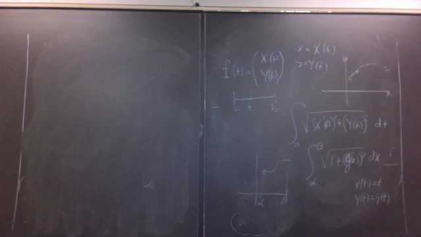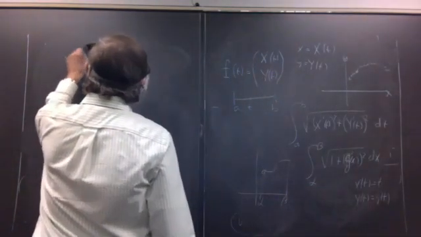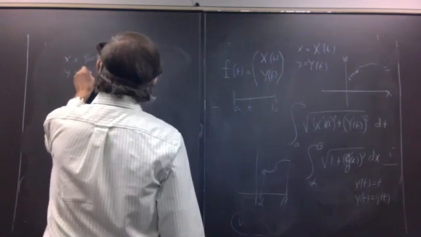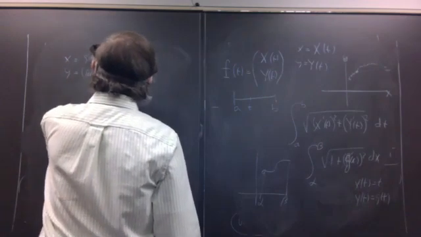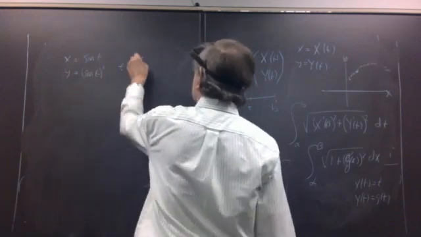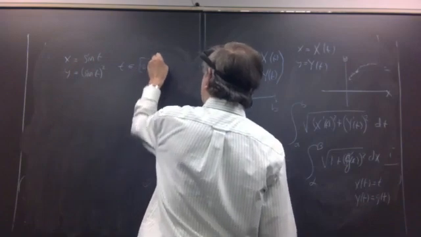And now you get some interesting things happening too. So I want to talk about something here. Suppose that x is the sine of t and y is the square of the sine of t. And t, let's say, is between 0 and, let's say, 4 pi.